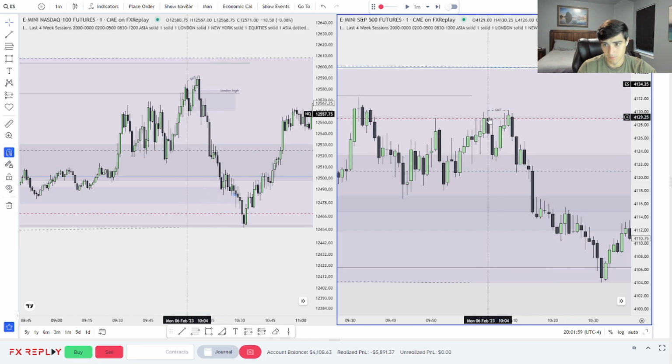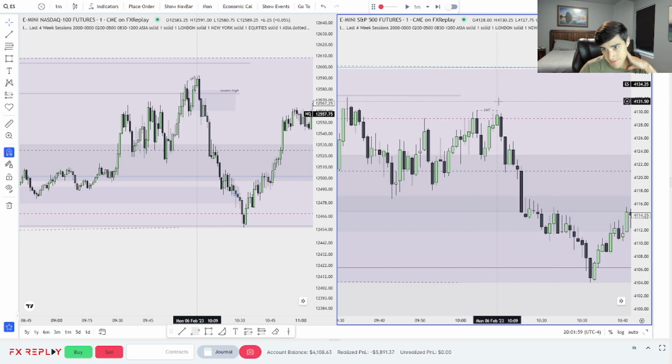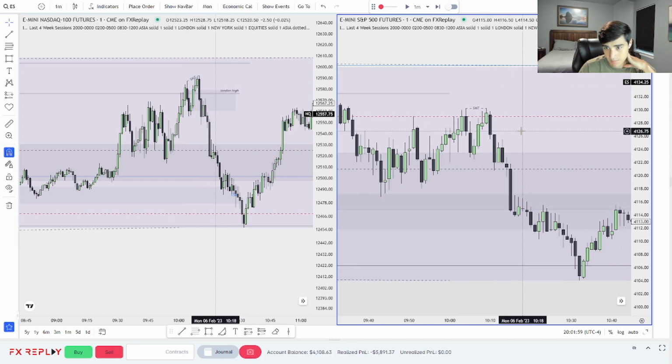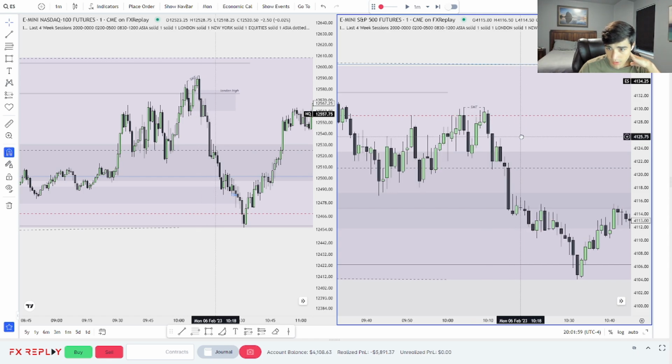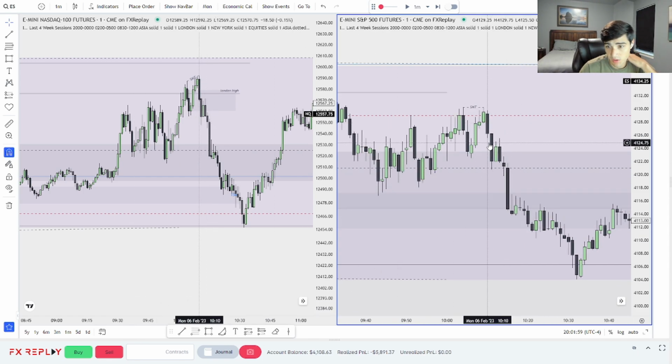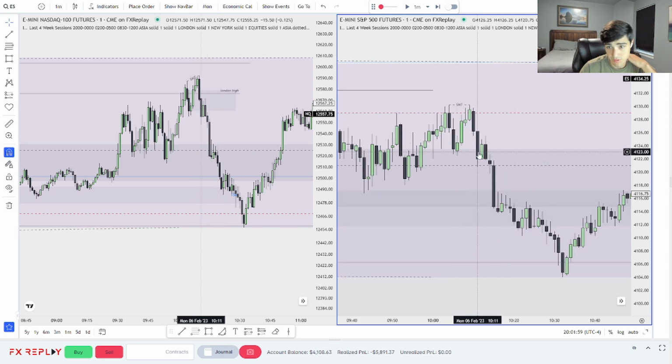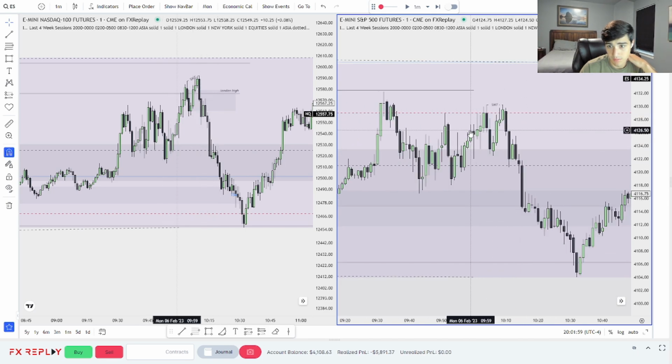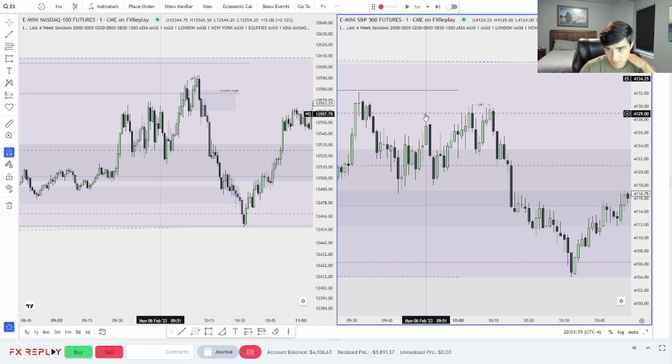I don't see that forming on ES because ES never ran this high. But what I do have is a 2022 model entry, right? There's a small imbalance right here. We have market structure shift. We have a run on liquidity. Wait, do we have a run on liquidity? We run this high.